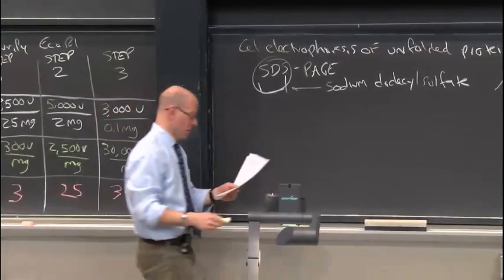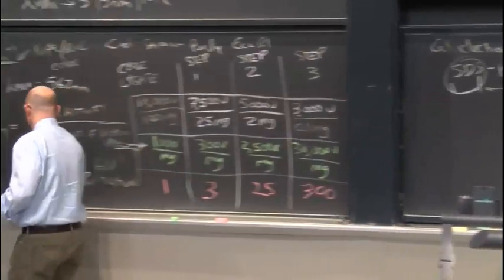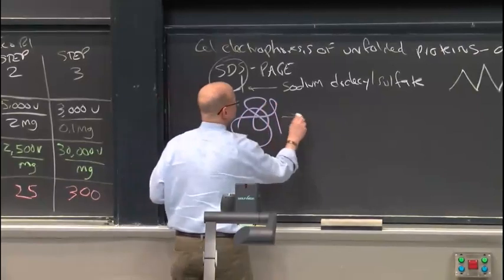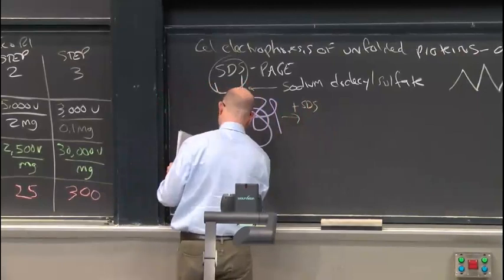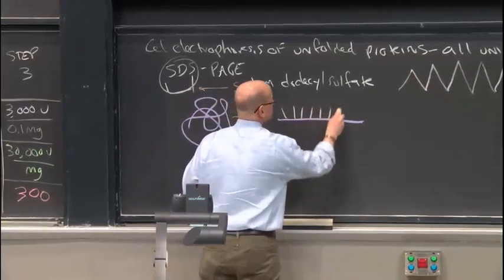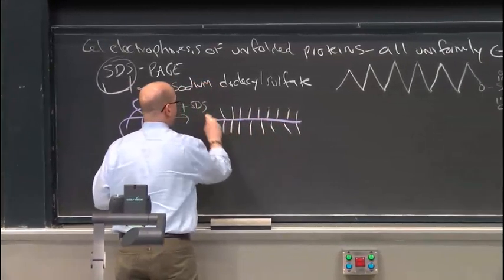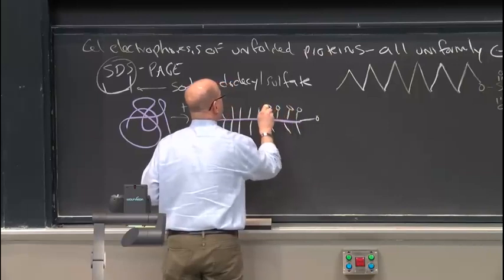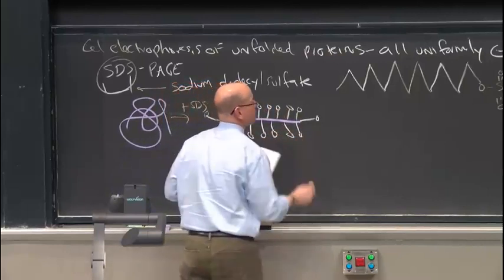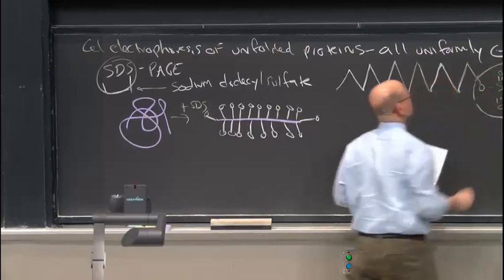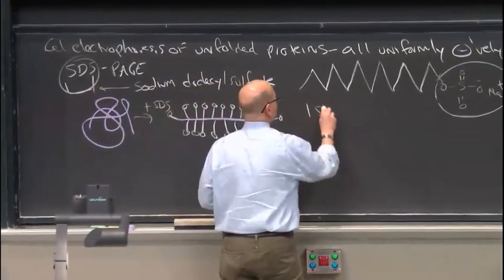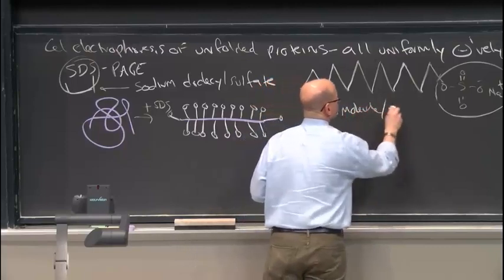Okay? And what does this do? Well, if we take our protein, we'll make today's protein purple. We take our protein that looks like this, and we add SDS to it. Our protein now becomes completely extended, and those SDS molecules stick to the outside. I'm using this circle at the end to indicate that sulfate head group. And you see what it does is it uniformly coats all of these proteins, so that there's about one SDS molecule for every two amino acids.